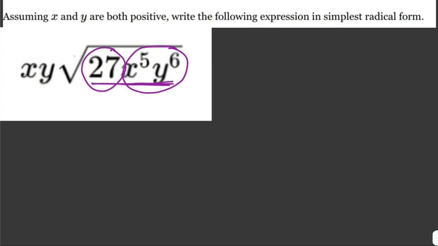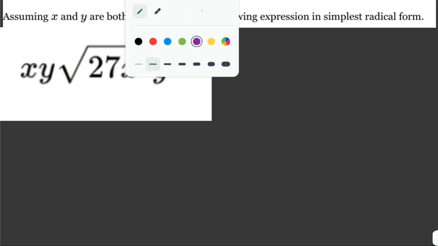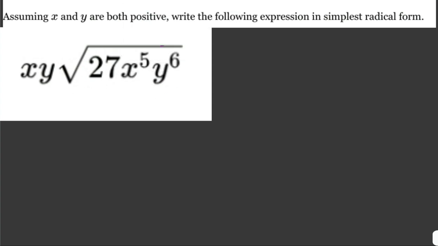Since this is a square root, that means the index is 2, so we have to write everything inside the radical into squares. So let's do that. Now, what are the factors of 27? Factors of 27 are 3, 3, 9. So we can write 27 as 3 times 3 times 3. 3 times 3 is 9. 9 times 3 is 27. We can write this as 3 squared times 3.